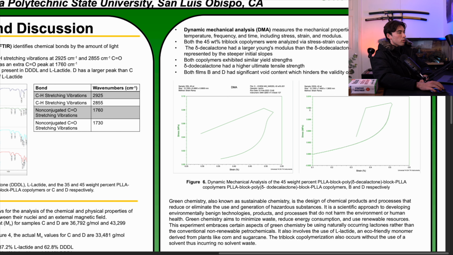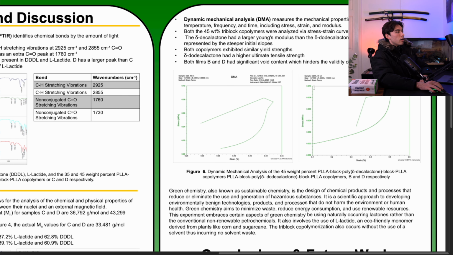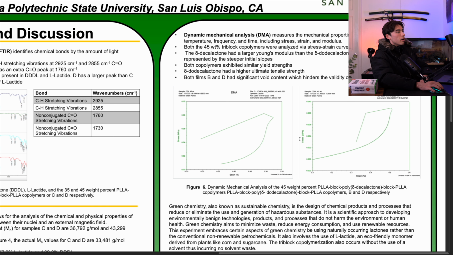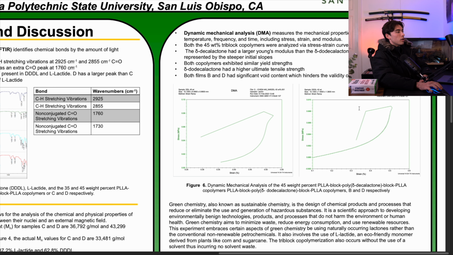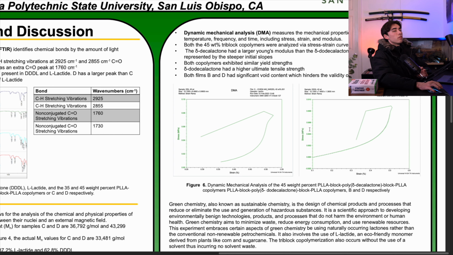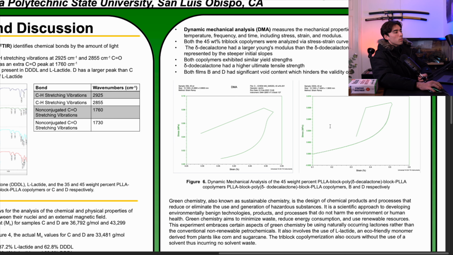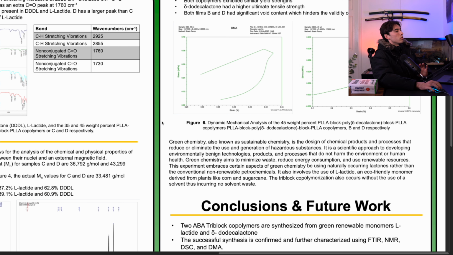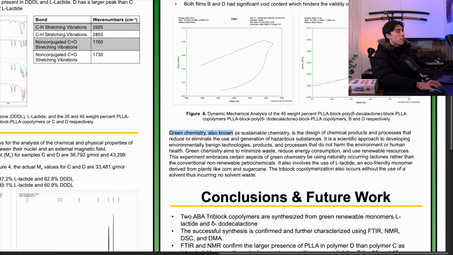You can also see that both copolymers exhibited similar yield strengths, right around that 0.008 megapascals, and that δ-dodecalactone had a higher ultimate tensile strength. One thing to note is that both films, not pictured, had significant void content, probably from when the films were heated, then cooled in the aluminum pan. A lot of air bubbles were stuck inside the film, which kind of hinders the validity of this data.